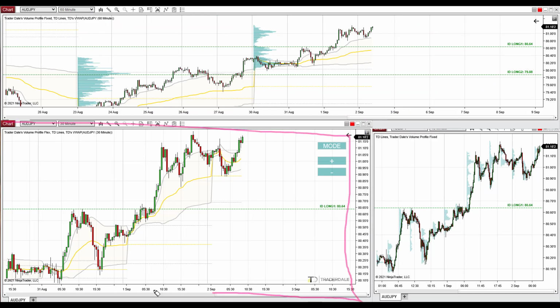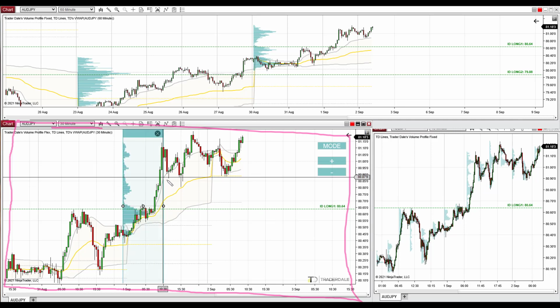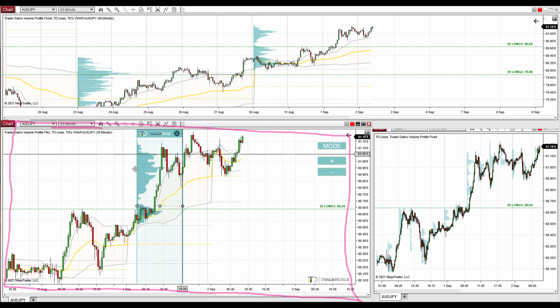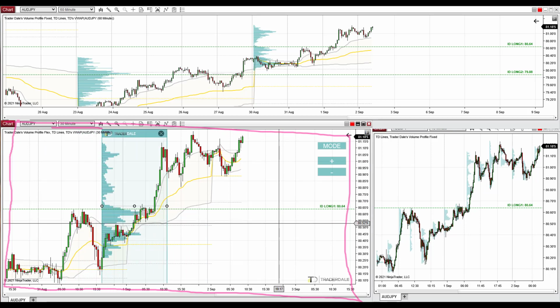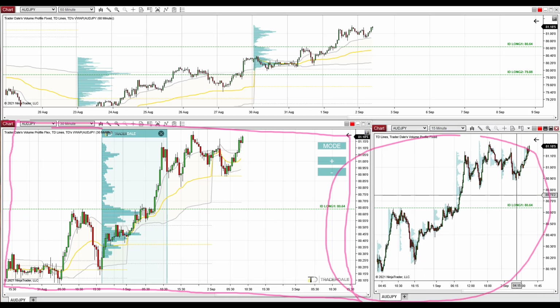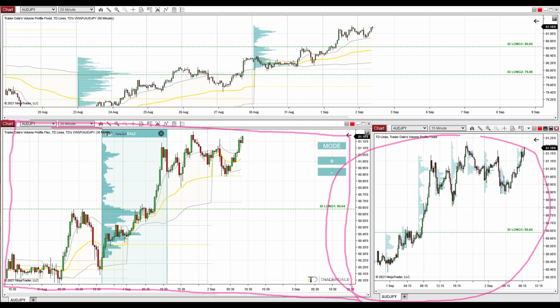This chart is my main chart, a 30-minute chart, and with it I use a flexible volume profile. That's a profile which you can move around and look into specific areas which you are interested in. The last chart is a 15-minute chart, and in it I have fixed volume profiles, which get automatically printed every 4 hours and tell me how the volumes were distributed in that 4-hour period.